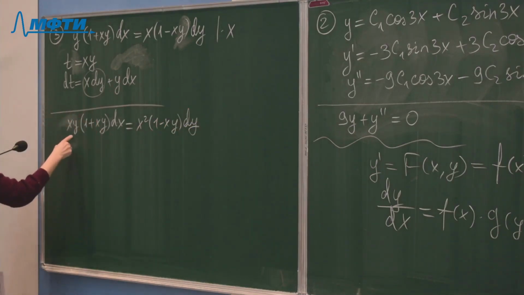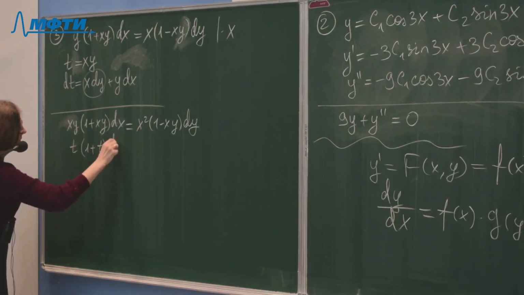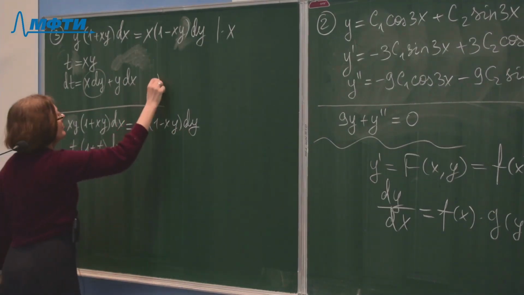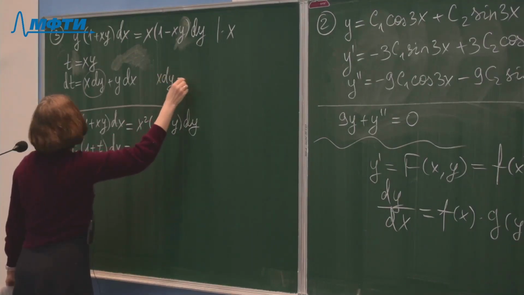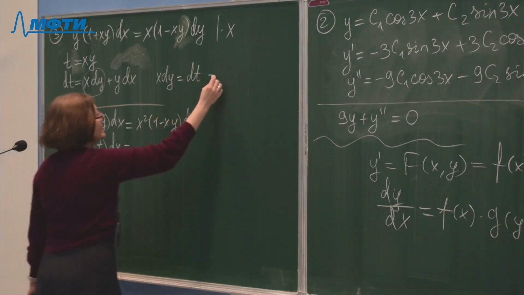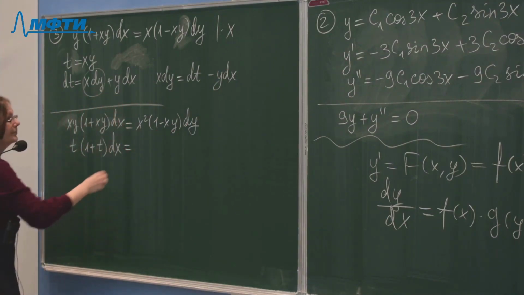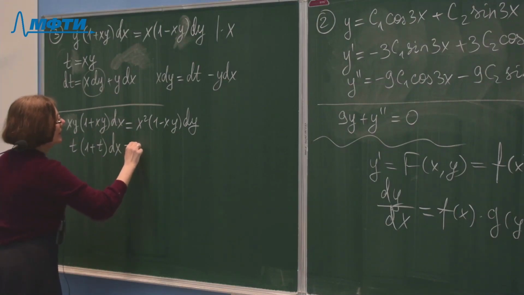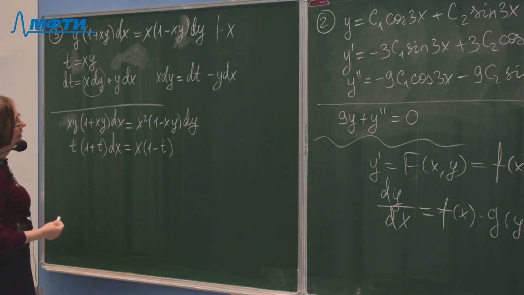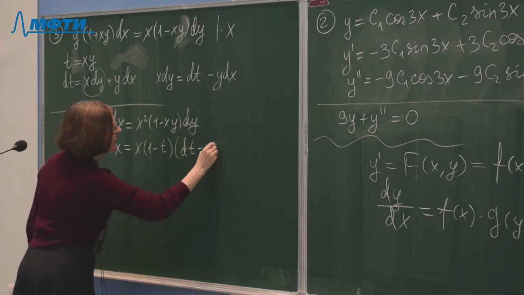Now let's make a substitution. xy is replaced by t. Then x dy can be represented as dt minus y dx. So it will be x times (1 minus t), and then x dy is replaced by dt minus y dx.